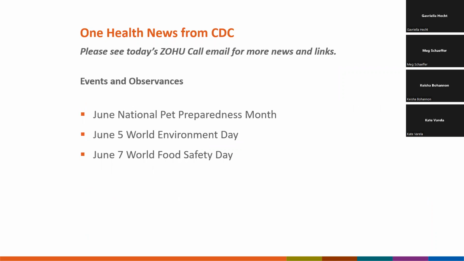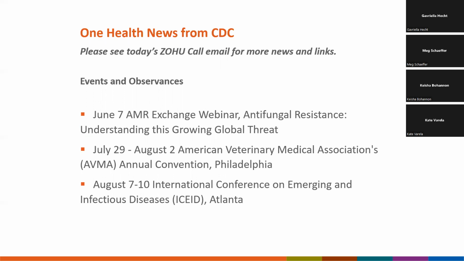Here are some observances of interest. National Pet Preparedness Month is being observed throughout the month of June, and World Environment Day and World Food Safety Observance Days are coming up next week. And continuing to highlight events and observances, an AMR exchange webinar called Antifungal Resistance, Understanding This Growing Global Threat will take place on June 7th. And the American Veterinary Medical Association's annual convention is taking place July 29th through August 2nd in Philadelphia.